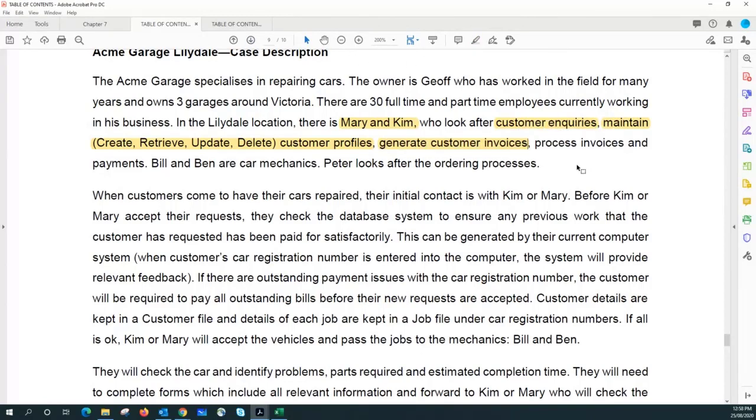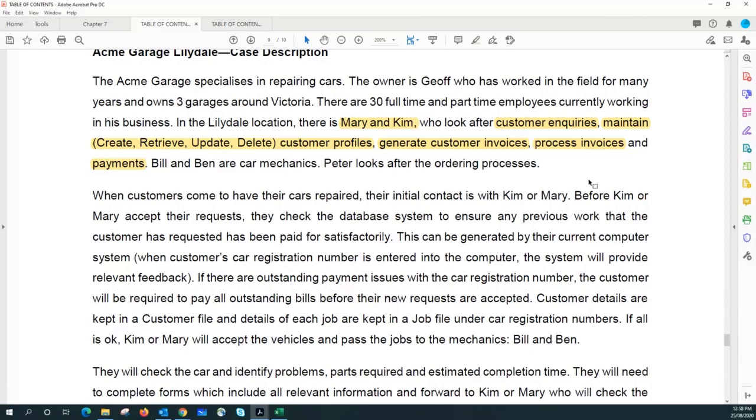Generating custom invoices. And then process invoices. What do you mean by process invoices? Probably remember the suppliers. When the suppliers send invoices, they process these invoices, right? That might be the case, so we just highlight it for the safe side. And then the payments, right? All the payments are also handled by Mary and Kim.